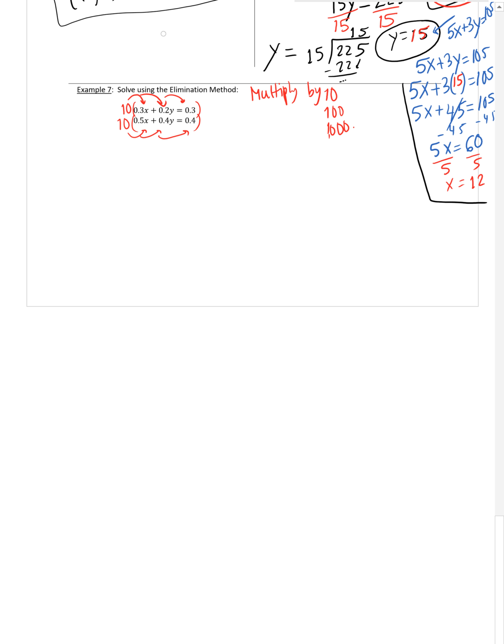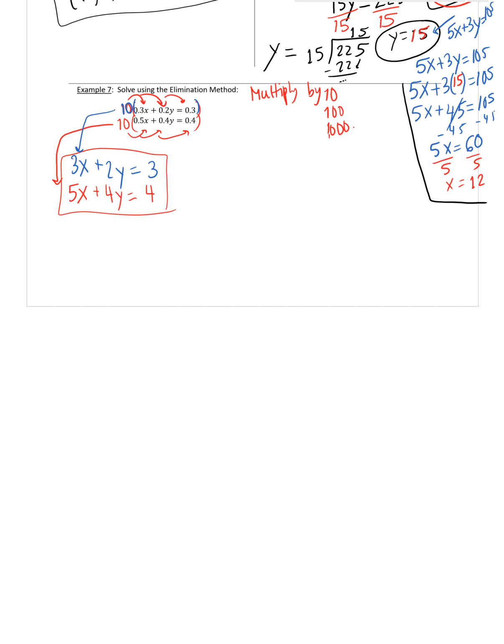So let me try to go ahead and do that and rewrite these guys. The top equation would become, if I multiply 10 times 0.3x, that would be 3x. 10 times 0.2y would just be 2y. 10 times 0.3 would be 3. Oh, that's a lot better. Let's see what the second one would look like. 10 times 0.5 would be 5x. 10 times 0.4y would be 4y. And 10 times 0.4 is 4. Oh my gosh, that's way better. That's a much better system. I'd much rather solve that one.